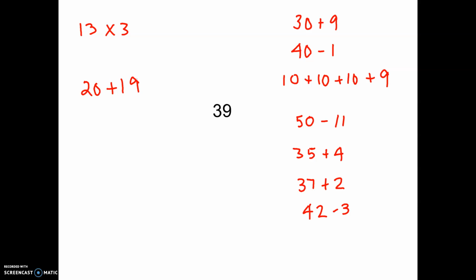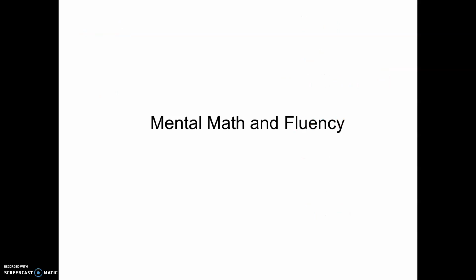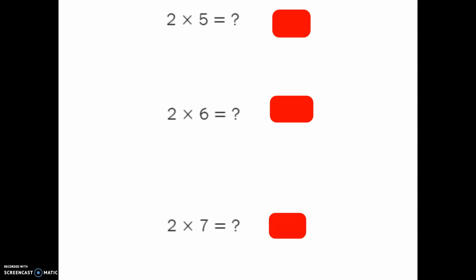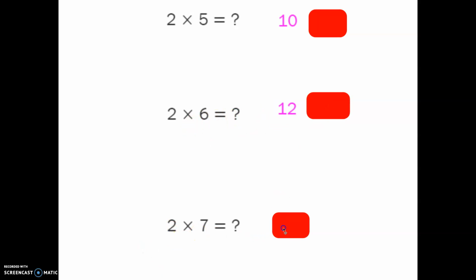And chances are if we just spent another 5 minutes on this number talk, we would fill up this whole board. But instead of doing that, I want you to erase your board, and we are going to work on a little mental math and fluency. I'm going to show you some problems, and I want you to write the answers on your whiteboard. And go. 2 times 5, 2 times 6, 2 times 7. And what did you get for 2 times 5? Should have gotten 10. 2 times 6, which means 2 groups of 6, 12. 2 times 7, 14.